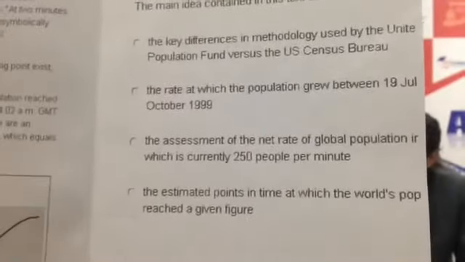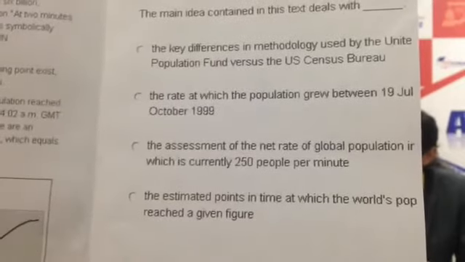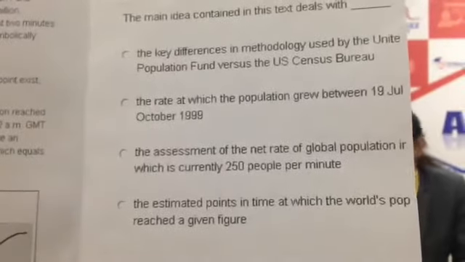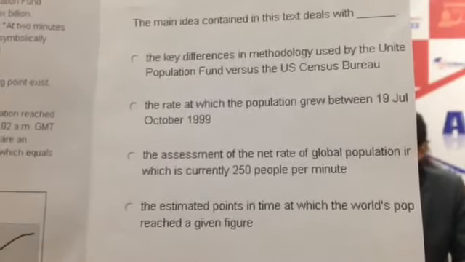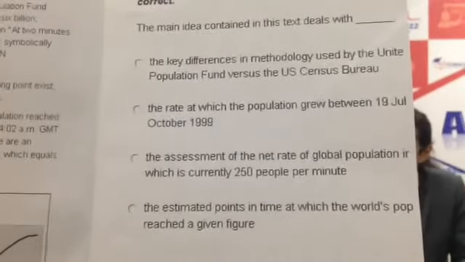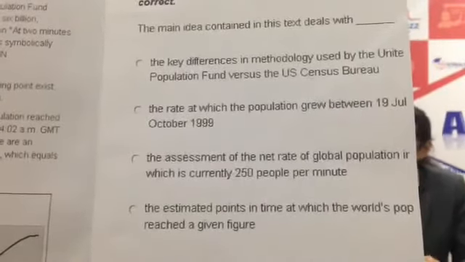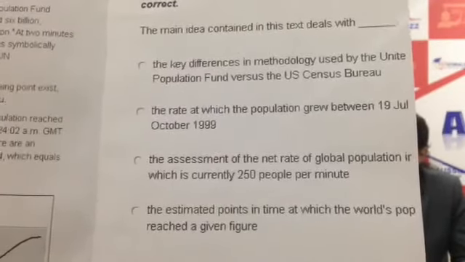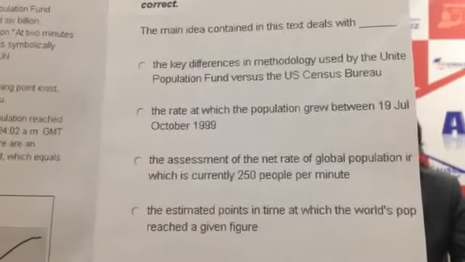So if we take a look at the options now, the 4 options that have been given are: the first one is the key differences in methodology used by the United Nations Population Fund versus the US Census Bureau. Second, the rate at which the population grew between 19 July and 12 October 1999. Third, the assessment of the net rate of global population increase, which is currently 250 people per minute. And fourth, the estimated points in time at which the world's population reached a given figure. Now, all 4 options seem to be directly drawn from the passage.